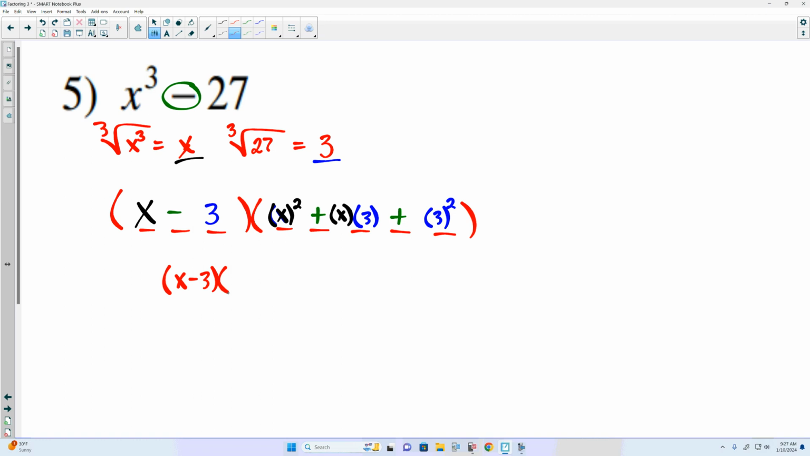X minus 3, we'll simplify our x squared. Kind of ironically, it's still x squared. Plus, our x times 3 would be 3x. Our 3 squared is 9. And that's as far as it goes. And it does work out every single time that the quadratic, our x squared plus 3x plus 9, is not factorable. It will never be factorable. So we're done after this step. Questions on this here?